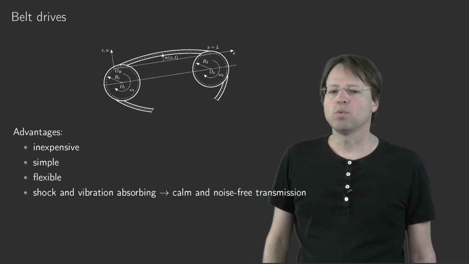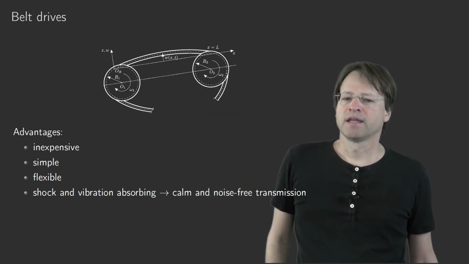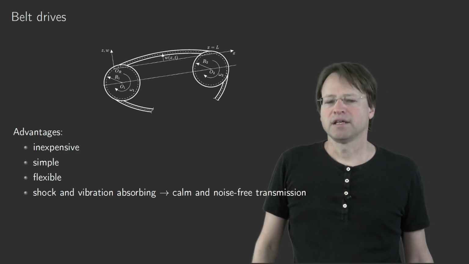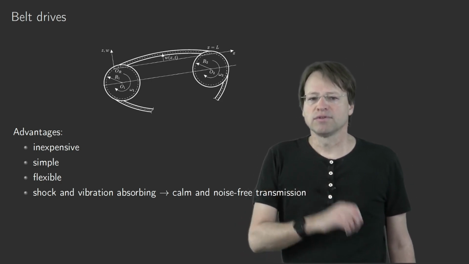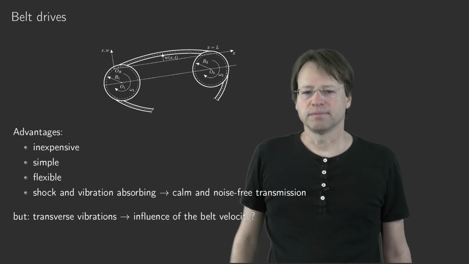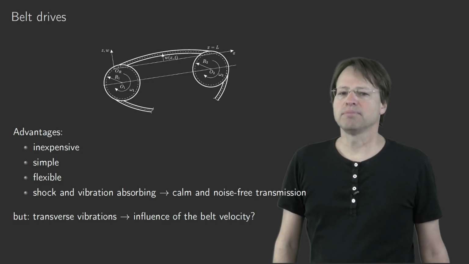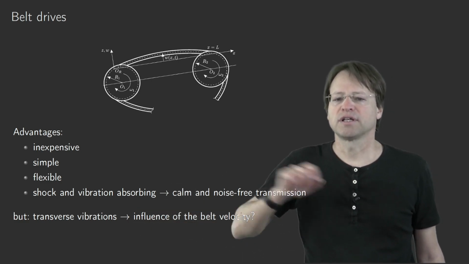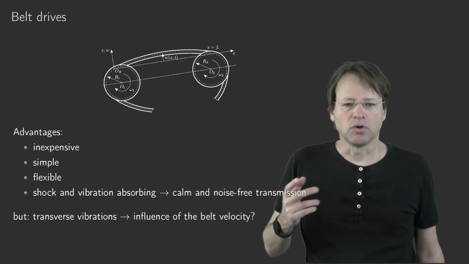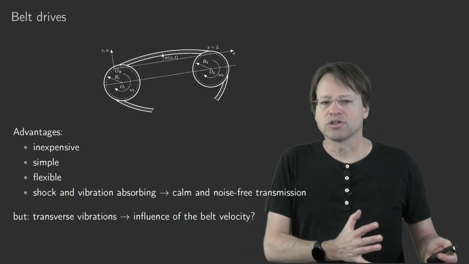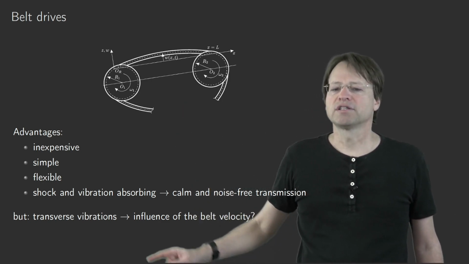However, there might be one disadvantage, and we want to study this disadvantage, namely such a belt may vibrate, especially there will be transverse vibrations. And therefore in this chapter we study transverse vibrations of belt drives. So the key question then is, how does the velocity of the belt influence these transverse vibrations? Similar to the rotational speed in rotors that might lead to resonance or not, there might be an influence here of the belt velocity on these transverse vibrations.